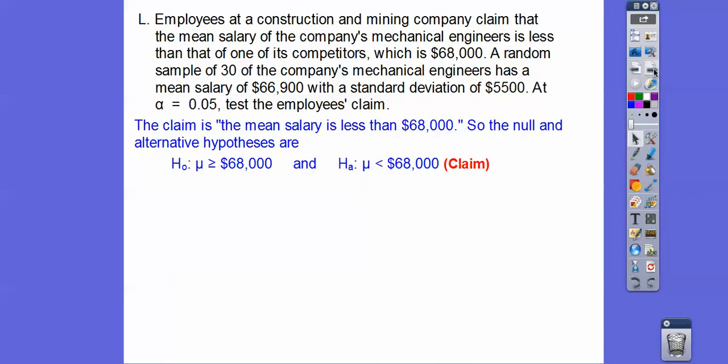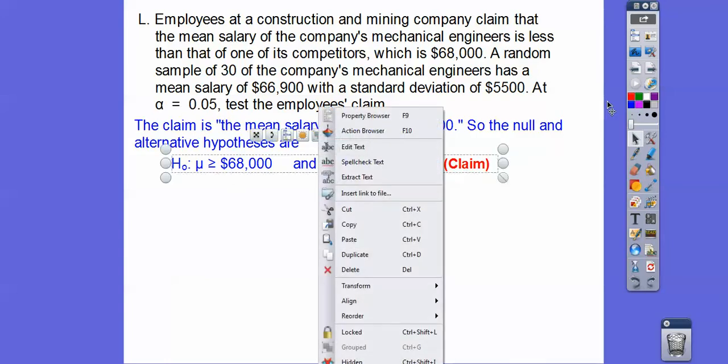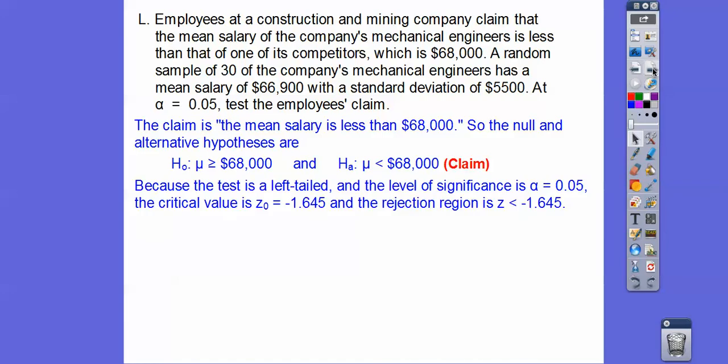Okay, so the claim is the mean salary is less than that. So that would be my alternative, and that's our claim. And so the null would be greater than or equal to 68,000. Okay. All right, so because this tests a left tail, it's always our alternative. This is a left tail, so it's less than, so it's a left tail. And the level of significance is 5%, then we get negative 1.645 for our rejection region. So anything to the left of that or less than that would be rejected.